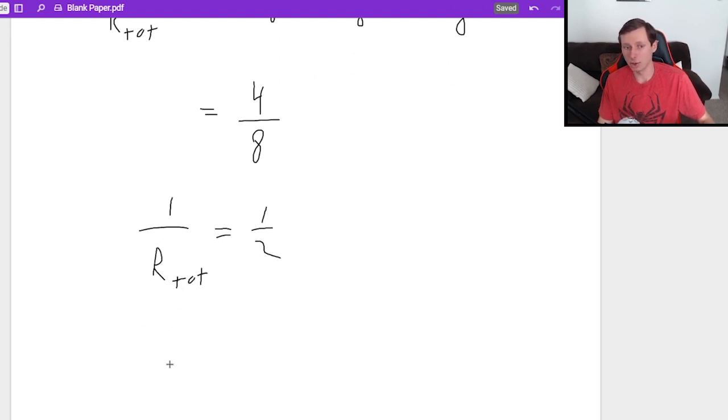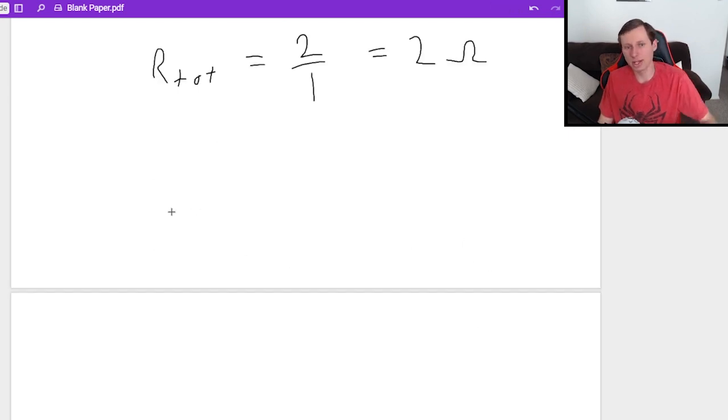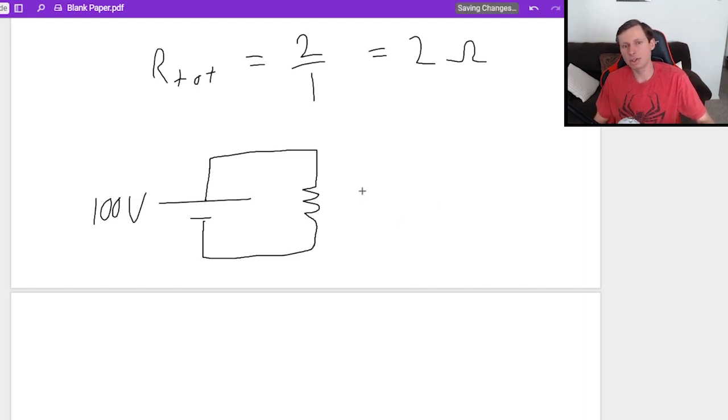If I want to find R total, I have to take the reciprocal of both sides, which just means flipping it. R total equals 2 over 1, which is just 2 ohms. And there's our total resistance. And if I want to, I can redraw this circuit as a single resistor, just one resistor. Now it's actually kind of in series if you think of it. And that resistor is going to be 2 ohms.